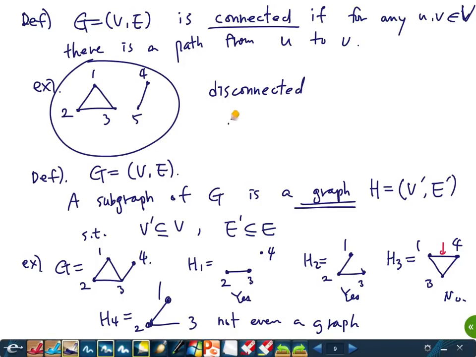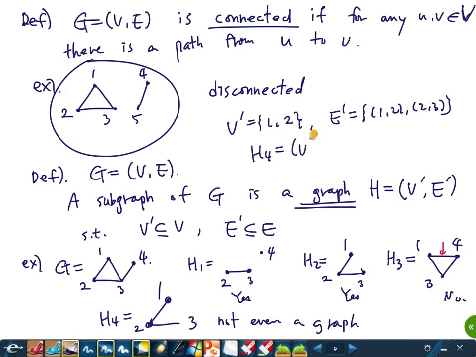For instance, if you take V prime as 1, 2, so in this case I took 1, 2 only, and then I took edges like 1, 2 and 2, 3. This is not a graph, because if this is a graph, every element of the edge set must be a pair of 2 elements from V prime. But 2, 3 is not a pair of 2 vertices from here. It's not a graph. It's not a subgraph. Any questions?